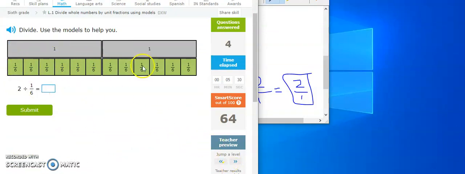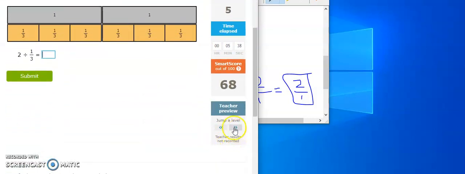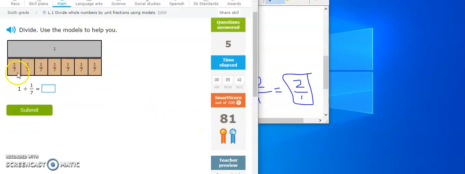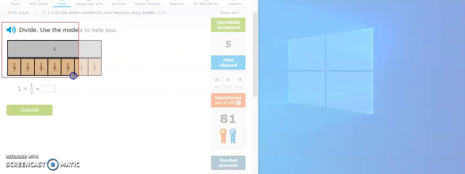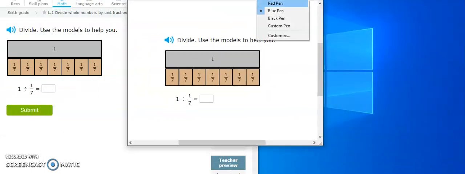Okay. It's the same idea. 2 divided by 1/6. I can just count all of these across at the bottom and see that that is 12. All right, let's see if we jump up another level. So even though I've jumped up a level, it's the same idea. I'm going to just count this. Again, I could write it out and do like I did with the other one. There's not a whole lot of need to do that, right?